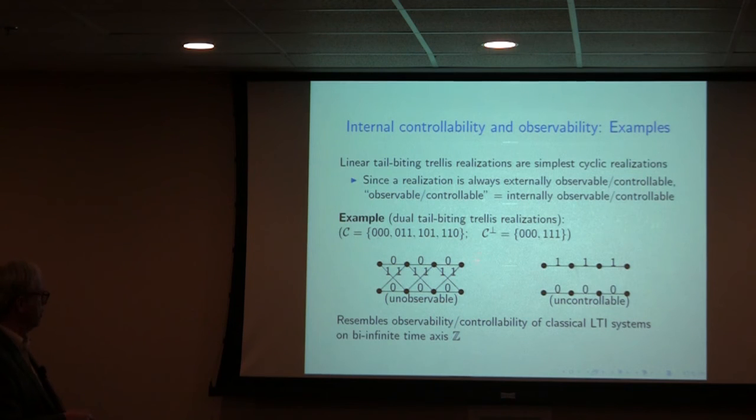And as you can see, there is a cycle of all zeros other than the zero cycle. Or in other words, every possible code word is realized twice, so it's unobservable. All right, so that's what unobservability looks like. The dual of this realization is this tail-biting realization, where there are only two cycles and they're completely disconnected. You will all recognize how this looks like traditional systems on the bi-infinite time axis.